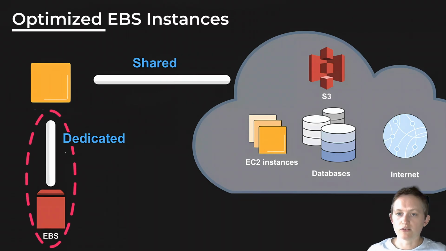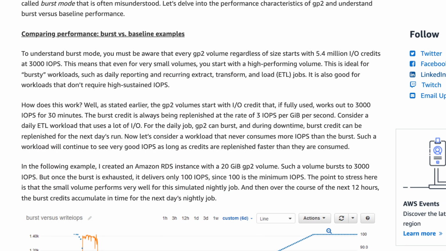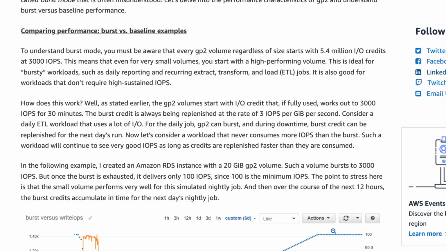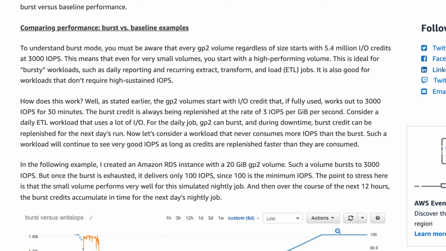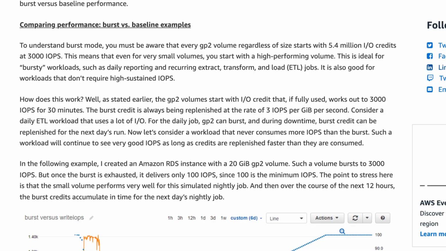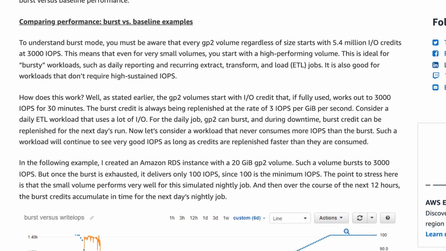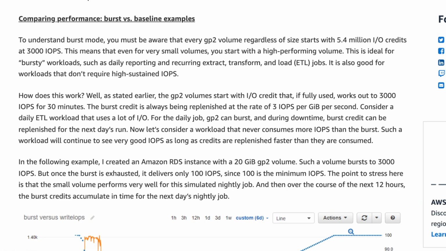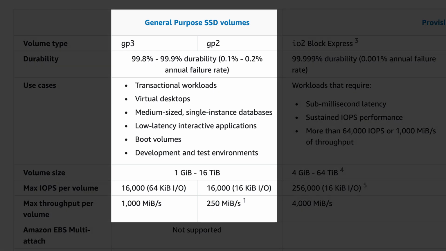So by using EBS optimized instances, you can significantly enhance the performance and reliability of your EBS volumes. Another factor that will impact your volume's performance is the EBS burst model, and this is specific to your GP2 and HDD volumes. The general purpose GP2 volume is designed to meet a range of workload requirements.